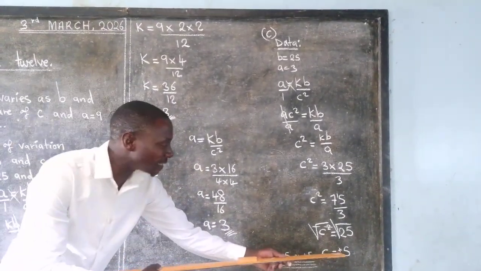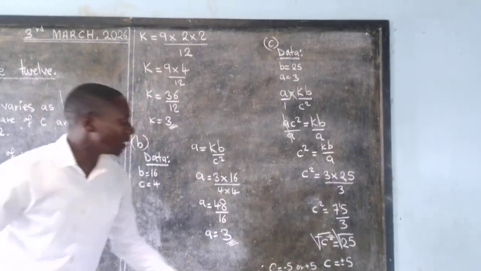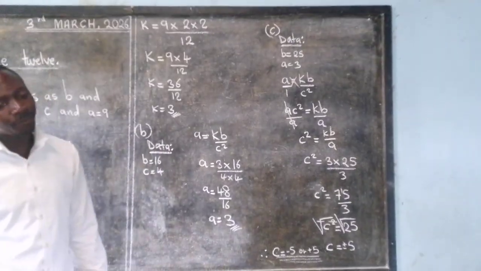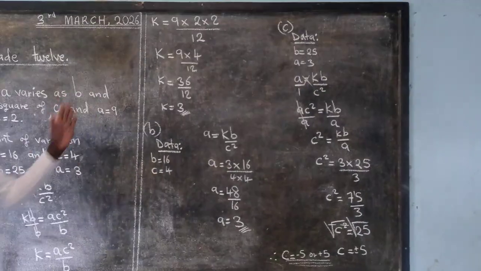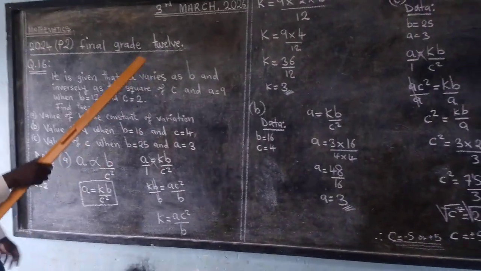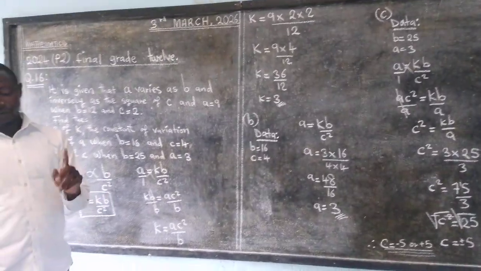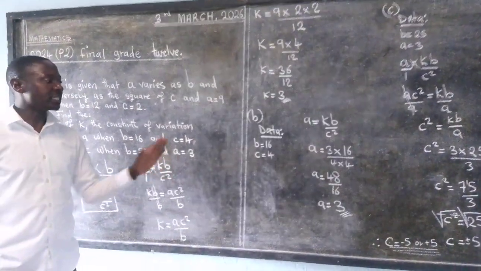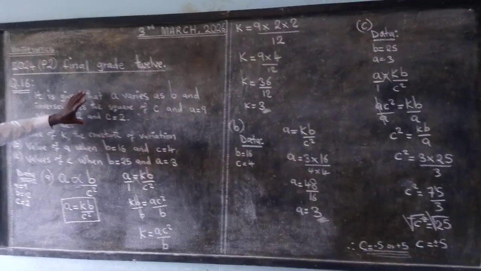If you write only one, they will give you half a mark. When you write it like this, they will give you 3 marks. Are we together? Yes. This is what your friends wrote in 2024, paper 2, final exam for grade 12, question 16. Every year, question 16 comes.